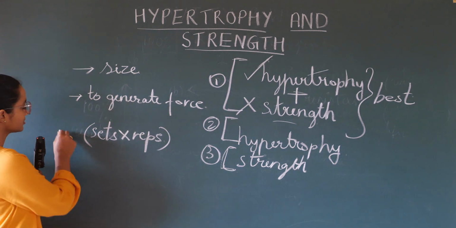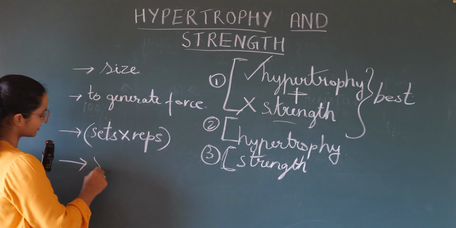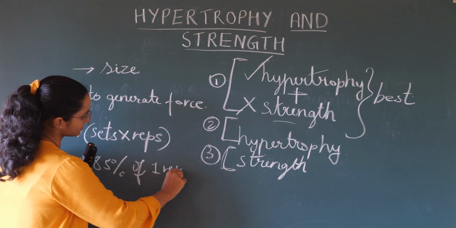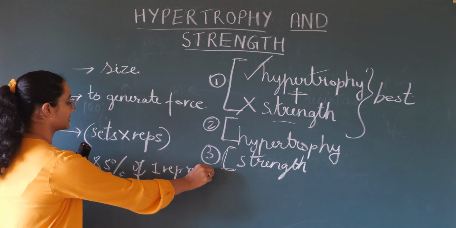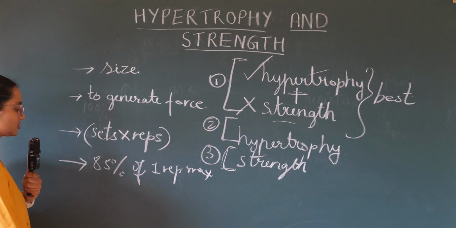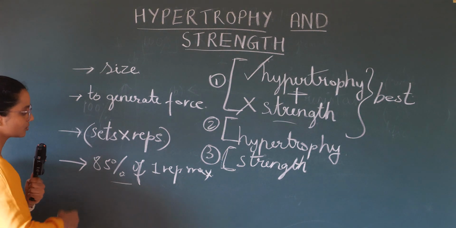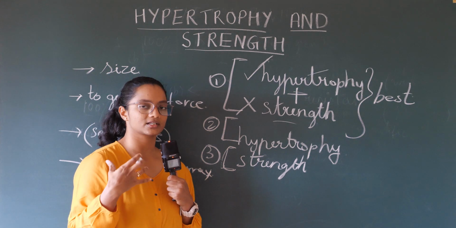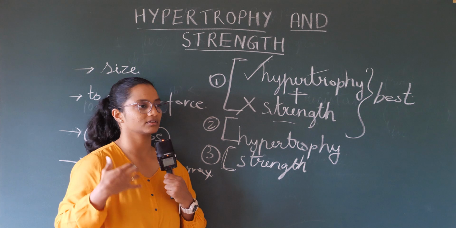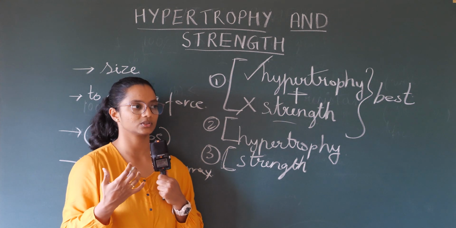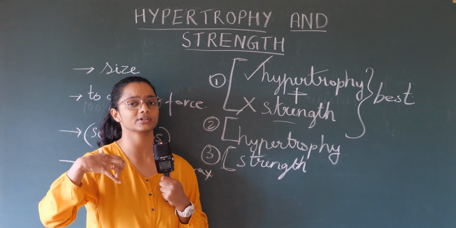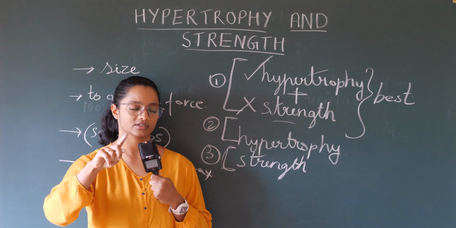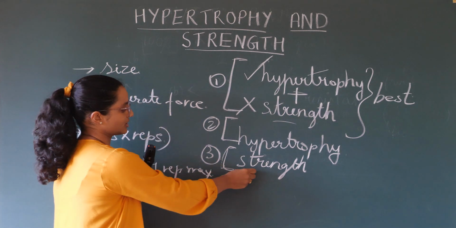And when you work on your strength, and that is 85% of 1 rep max, so when you lift heavy weights, you go for your maximum force that your muscle can generate. You keep increasing the poundage, you keep on progressing, you go for heavier weights, and that is how your muscle is challenged to generate force, and that's where you work on your strength.